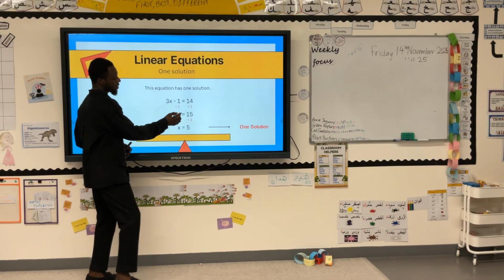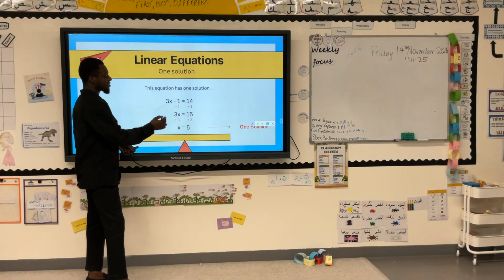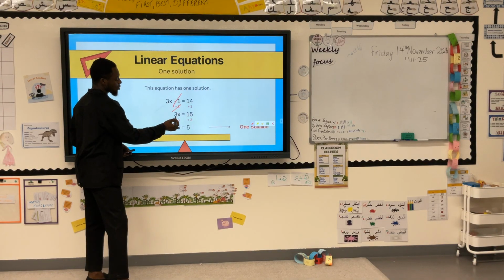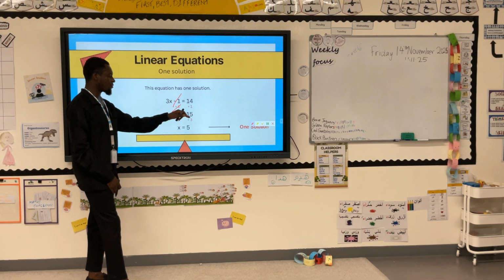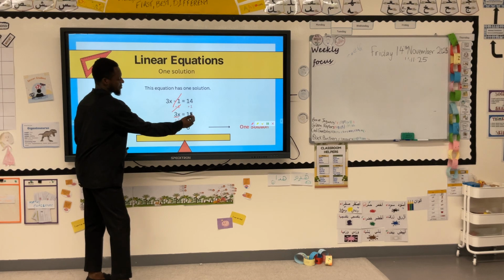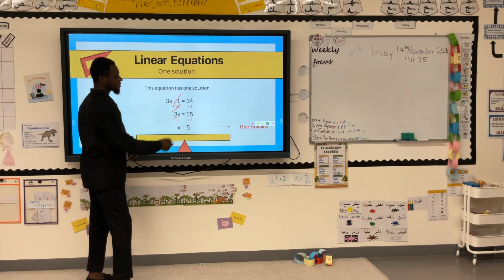So this plus 1 is going to cancel out the negative 1 so that 3x stands alone. Now we have 14 plus 1. 14 plus 1 gives us 15. Okay? So we have 3x is equal to 15.